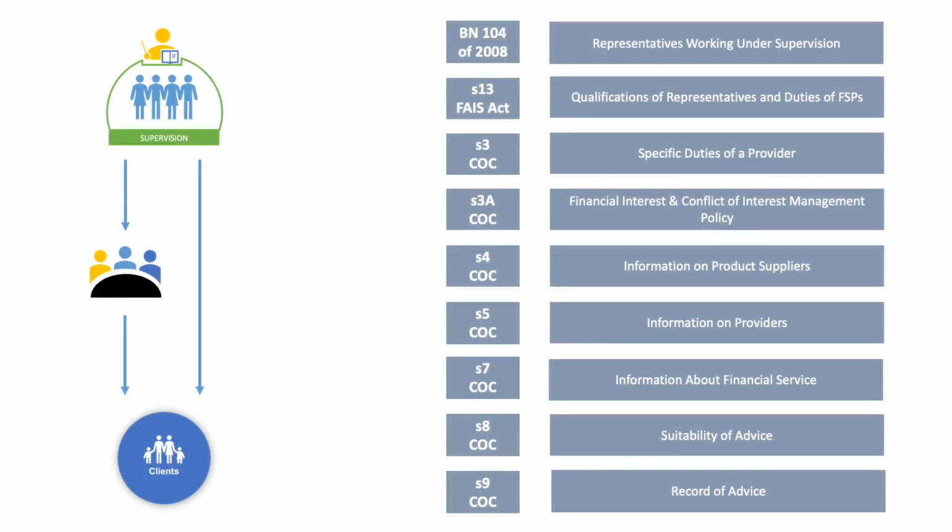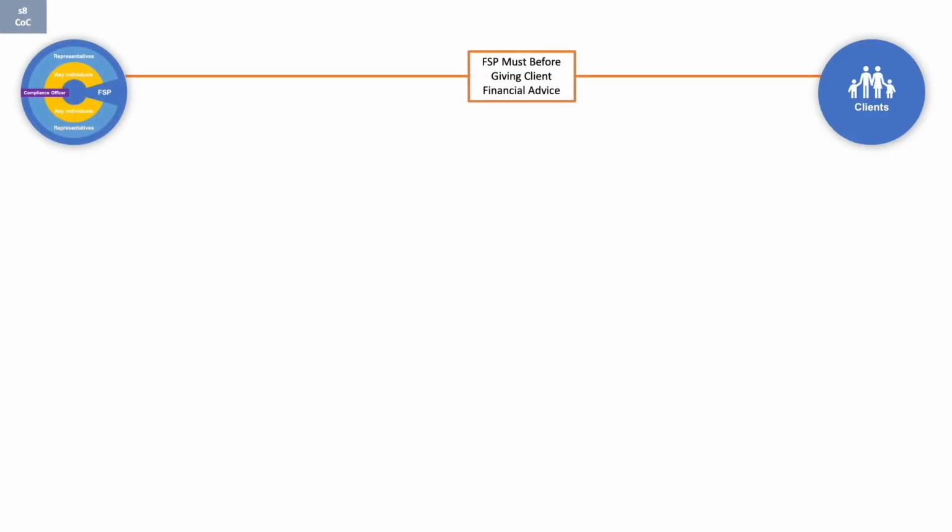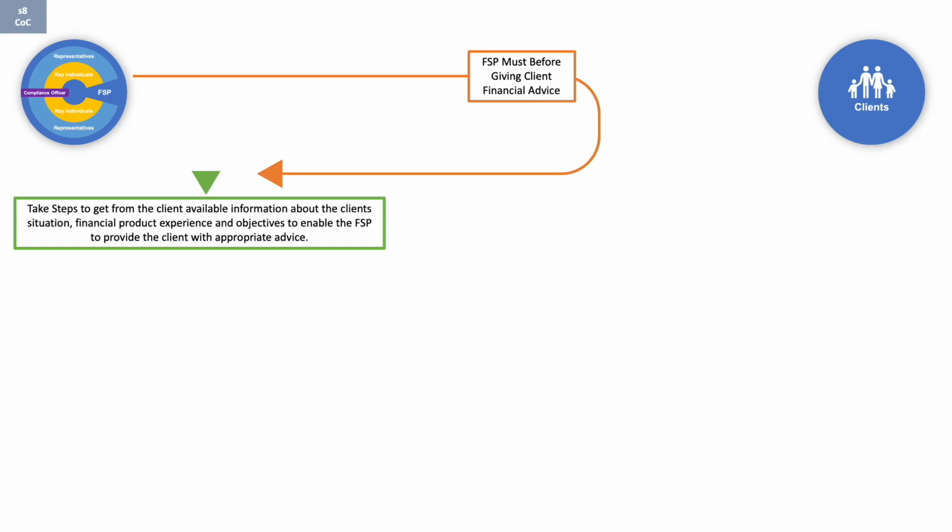Next, we cover Section 8 of the Code of Conduct, which outlines the information an FSP must obtain from the client before giving financial advice. Before giving advice to a client, an FSP must take steps to get from the client all available information about the client's situation, financial product experience, and objectives to enable the FSP to provide the client with appropriate advice.